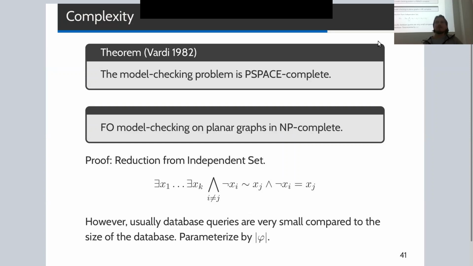But usually if you have a database system, your database can be huge and very, very big, but the queries that you're writing tend to be small. So most database queries have very small size compared to the size of the huge database. So it would be fine for us to parameterize by the formula. Again, we would like to have a function of the length of the formula times some polynomial in the size of the graph. This is something we would be fine with. But so far we don't have that yet.